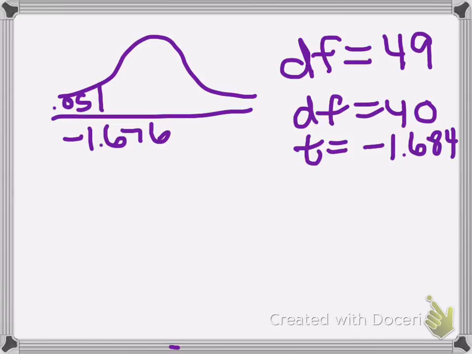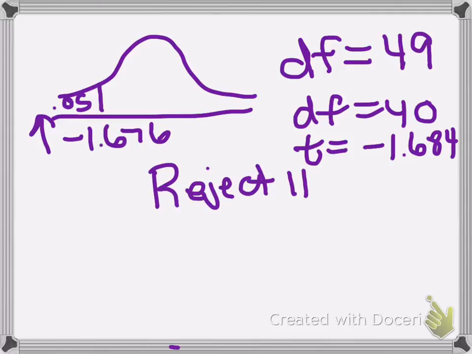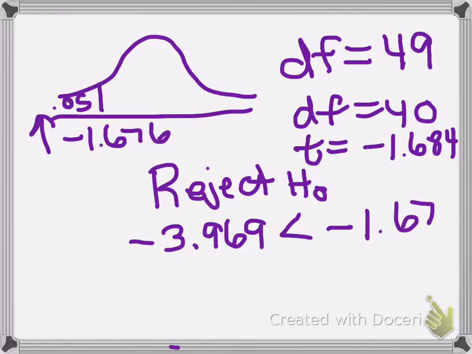Now again, our table only has positive values, but since this is a left tail test, we have to give it a negative. We're looking for our negative 3.969, so it's somewhere way out here to the left of negative 1.676. So since it's in the tail, we will reject H naught because negative 3.969 is less than negative 1.676. We rejected H naught, therefore we accepted our claim.